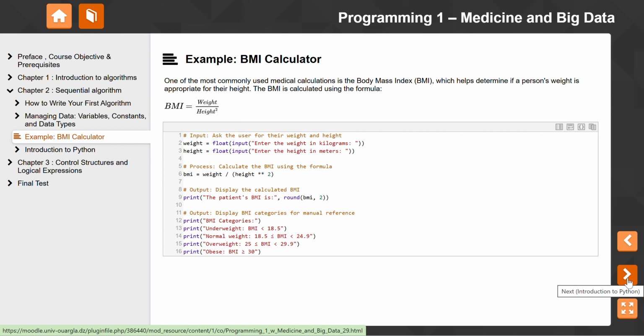Here I explain the example of the BMI calculator. One of the most commonly used medical calculations is the body mass index, BMI, which helps determine if a person's weight is appropriate for their height.